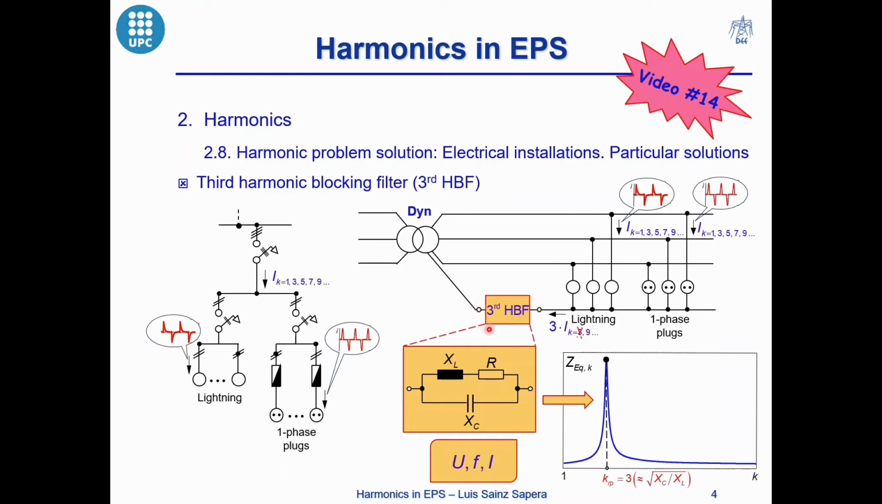The third harmonic blocking filter presents a high value of the impedance at the harmonic to be eliminated. Therefore, this harmonic does not flow through the neutral conductor. In order to select this filter, the nominal voltage, the frequency, and the current are required.